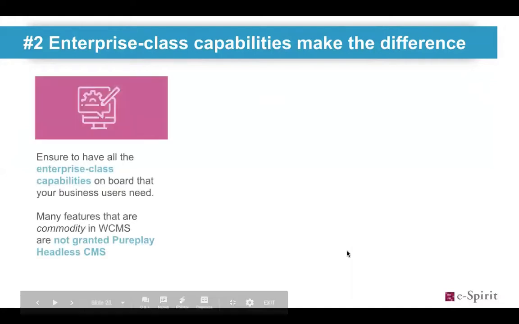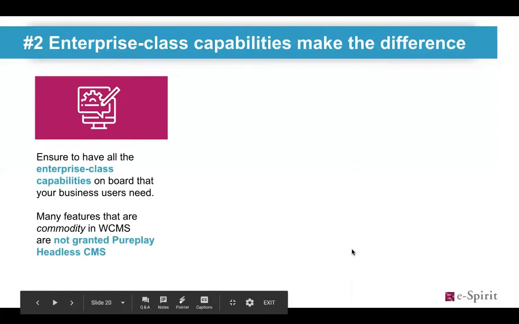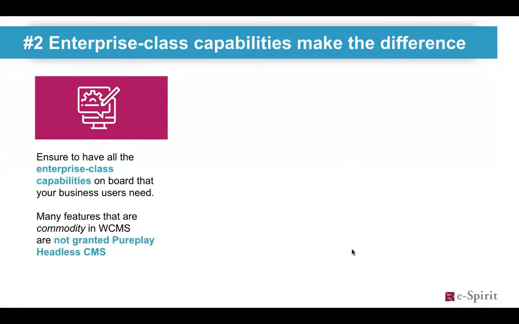Final argument, and that concludes my section here: enterprise class capabilities. That is also something you should have an eye on. Headless is a hype topic. There are a lot of startup-like players out there that have headless capabilities, but in order to scale and to be successful within a large organization, it really makes sense to pay attention to some detail. That is, first, the commodity features that are expected in the WCMS world, but are not really granted in pure play headless CMS. So things like workflow management that I mentioned earlier can be mission critical once you really scale the content production.